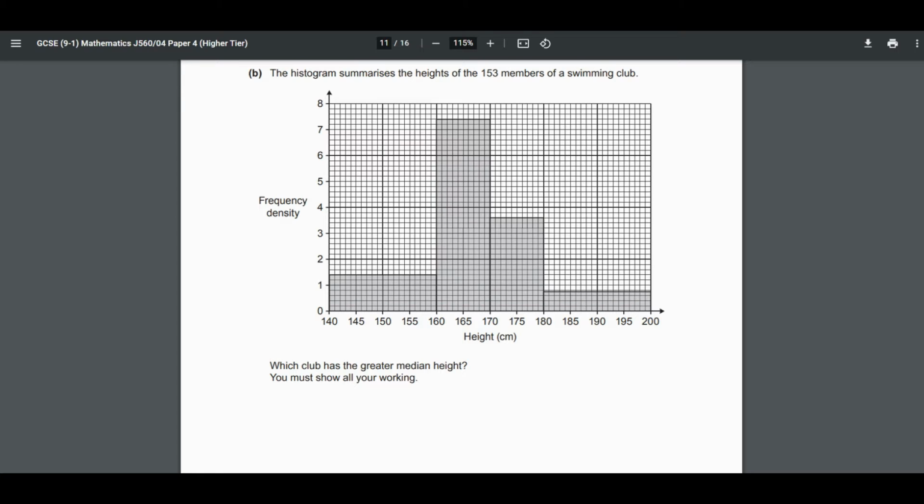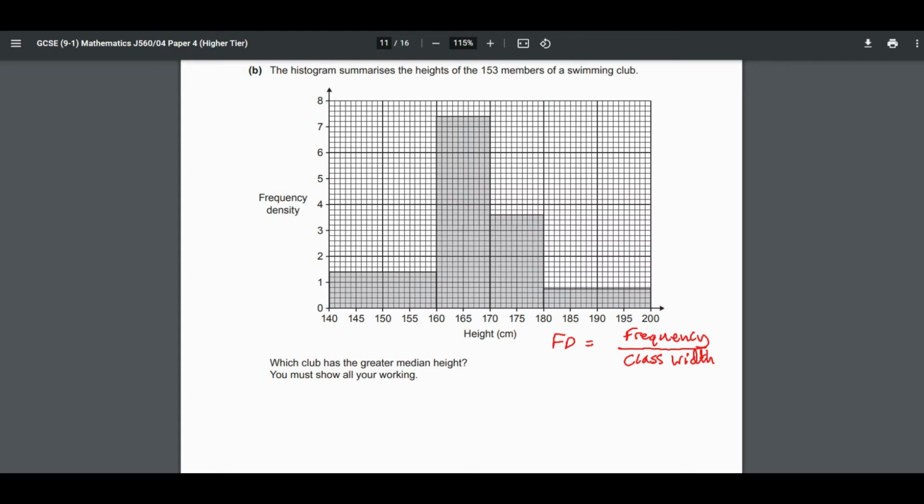So this question is a histogram question. So you need to know that the frequency density, FD, is equal to frequency divided by class width.